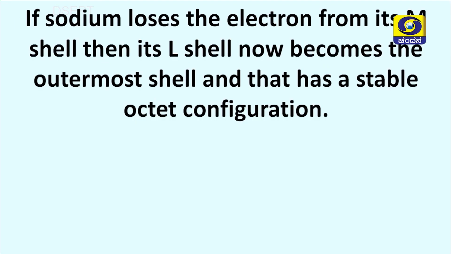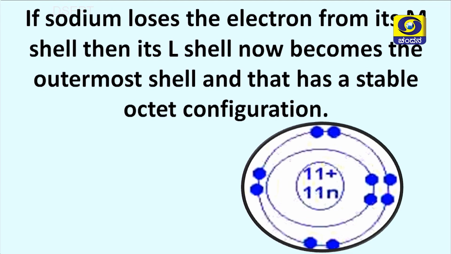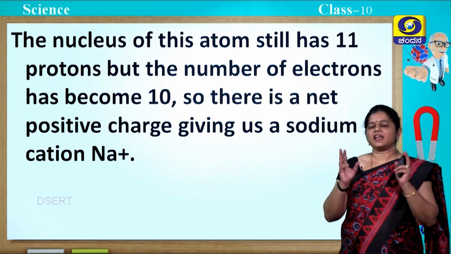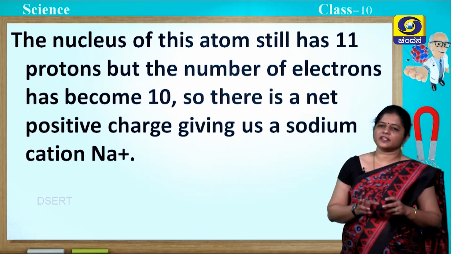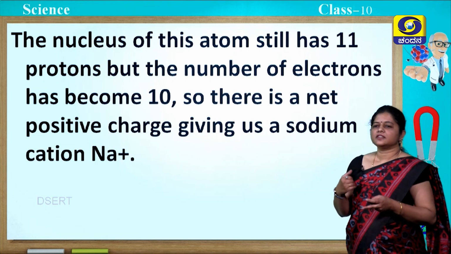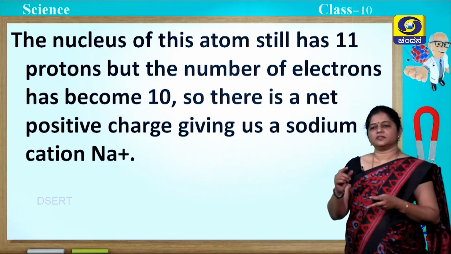If the sodium loses one electron from its M shell, then its L shell becomes the outermost shell and it will have a stable octet configuration. You can see here, if it has lost one electron, now the L shell becomes its outermost or valence shell and that shell has a stable octet configuration. The nucleus of this atom still has 11 protons, but the number of electrons has become 10. So there is a net positive charge giving us a sodium cation, Na plus.